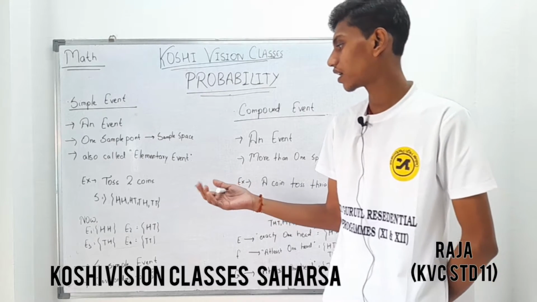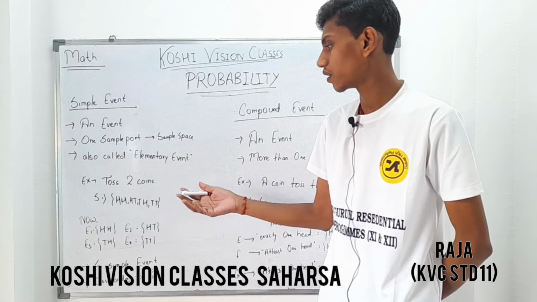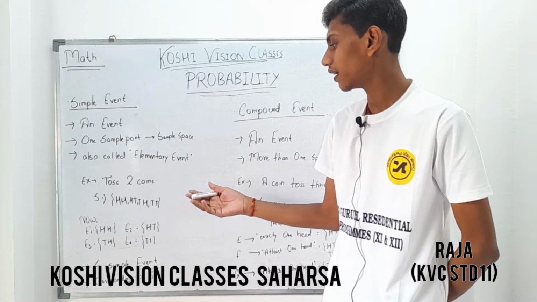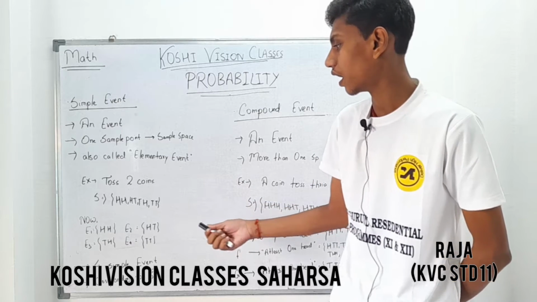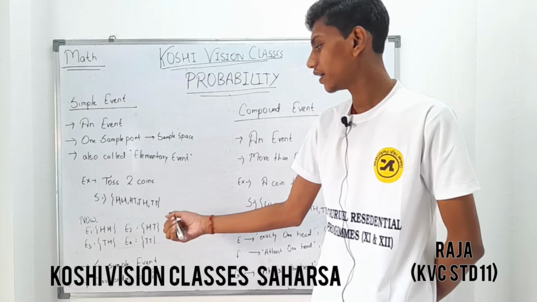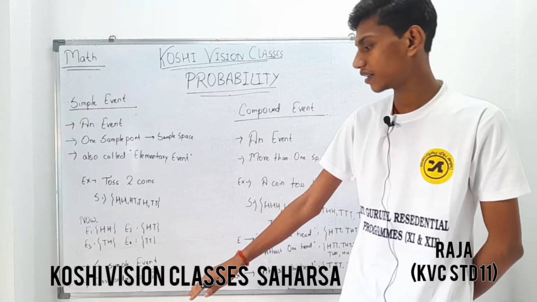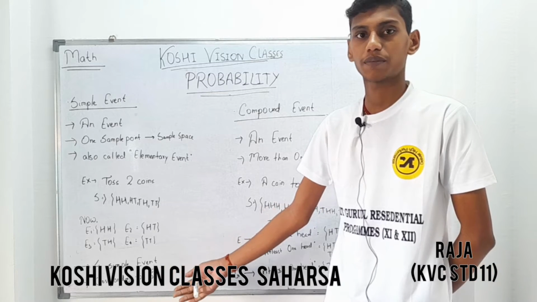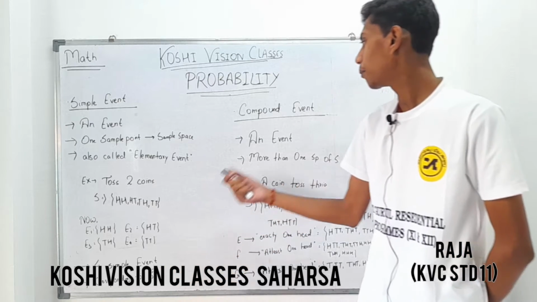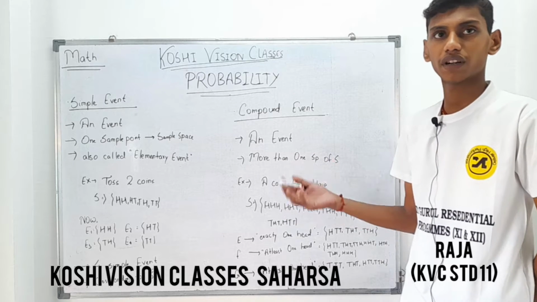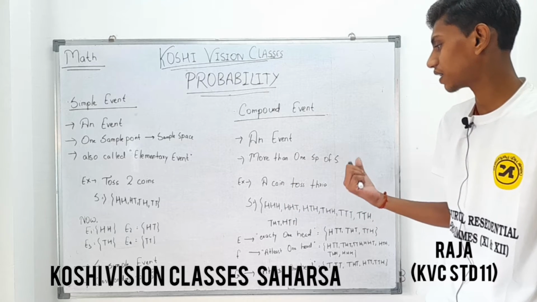Example, two coins are tossed. Sample space is head head, head tail, tail head and tail tail. Now E1 is equal to head head, E2 is equal to HT and E3 and E4. These are the four simple events corresponding to the sample space. Now, compound event. It is an event that has more than one sample point of the sample space.